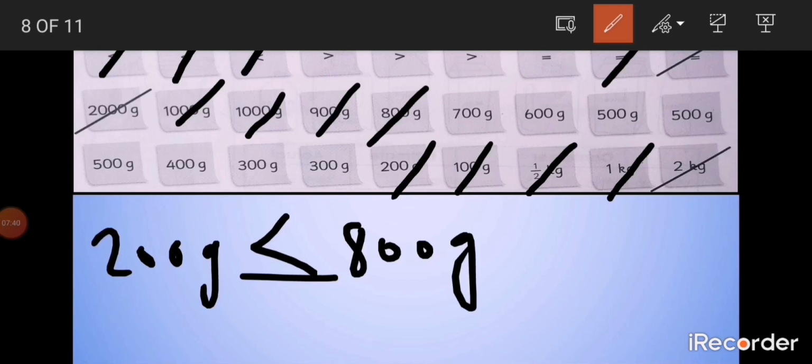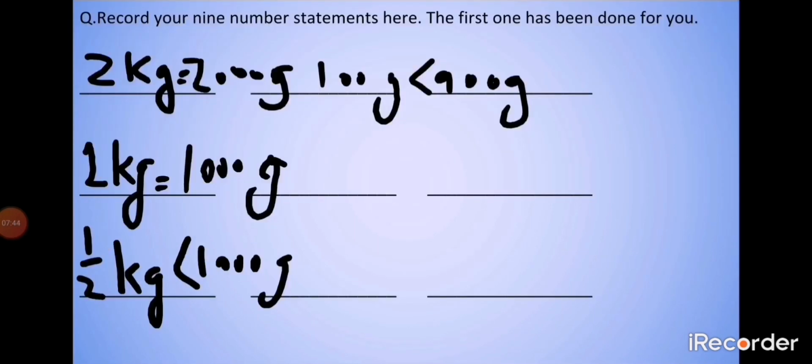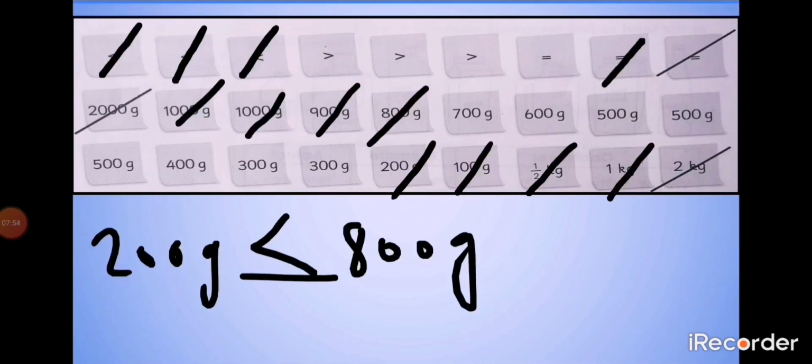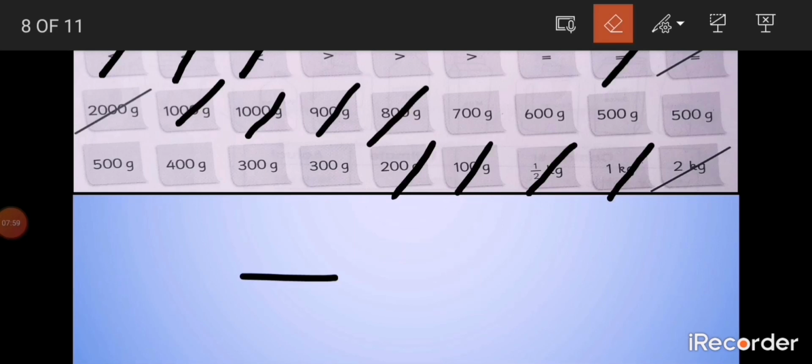Again, I am cutting the one number from here. So I am recording my number sentence here. 200 is smaller than 800 grams. Done. We have done 5 number sentences here. Now I'm erasing it. We will go for the next one.